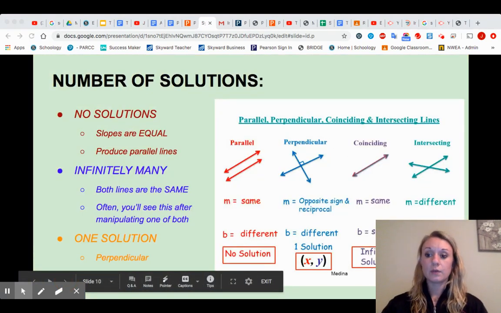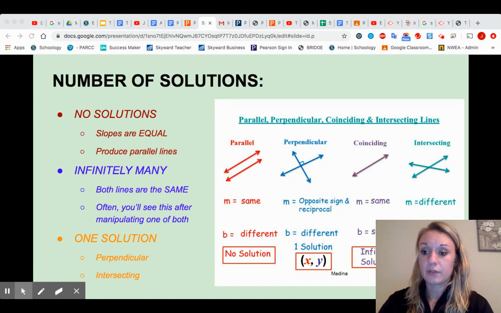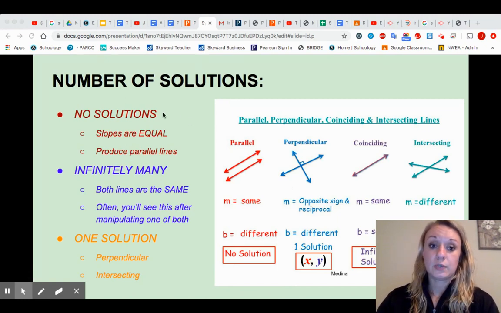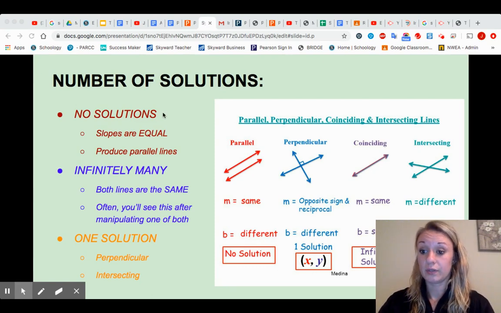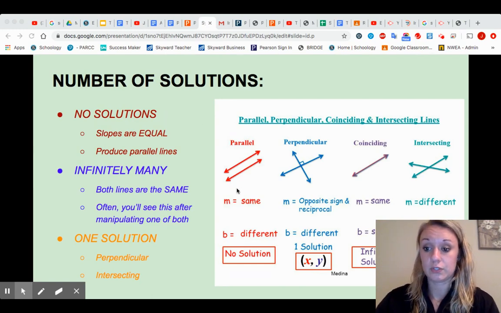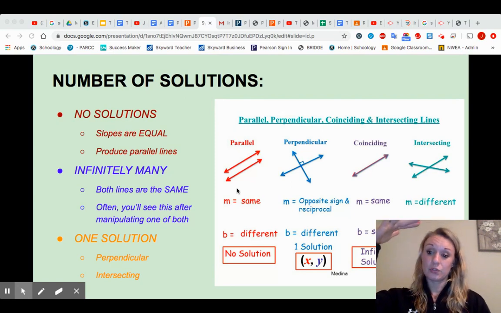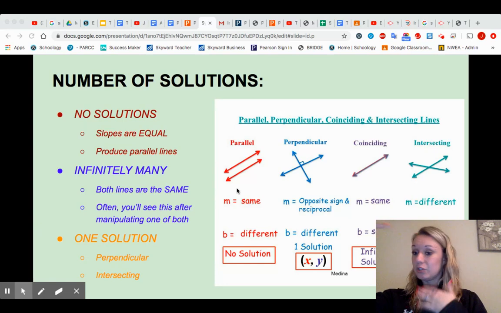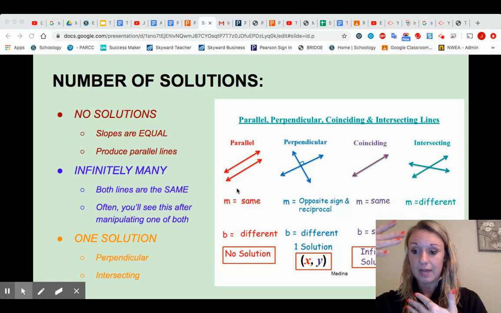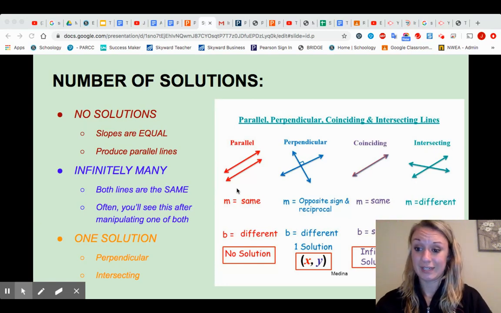When we think about systems of equations overall, there are a few options for the number of solutions that you have. The first one is no solutions. If you ever see two equations that have slopes that are equal or the same, those would produce parallel lines. Those will never touch. Therefore, there's no solutions. So if you had y equals 2x plus 5 and y equals 2x minus 11, you see 2x, 2x, those are going to be parallel lines, no solutions. You don't have to do anything else.